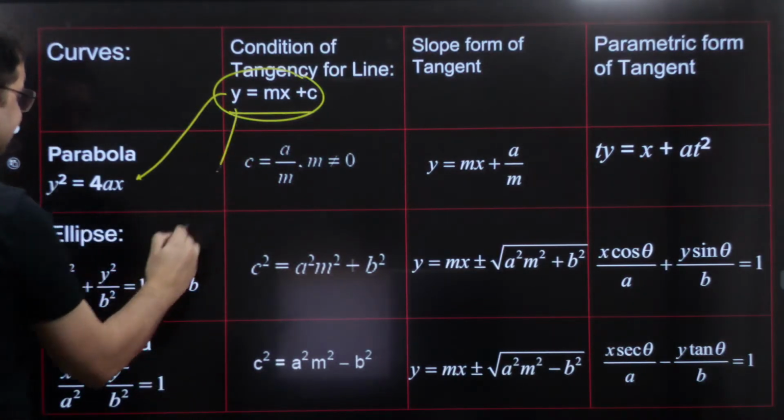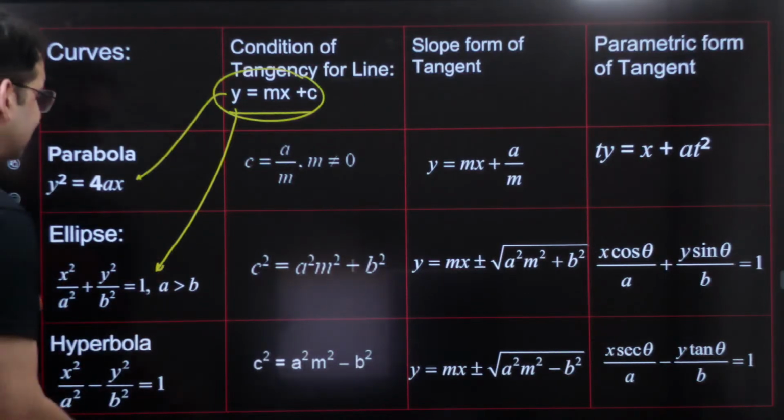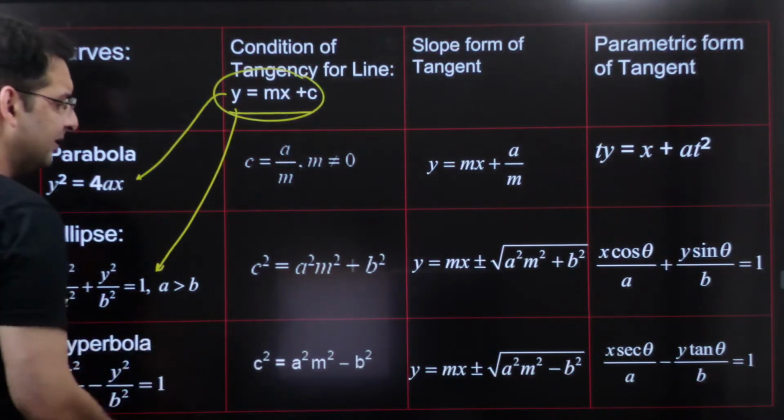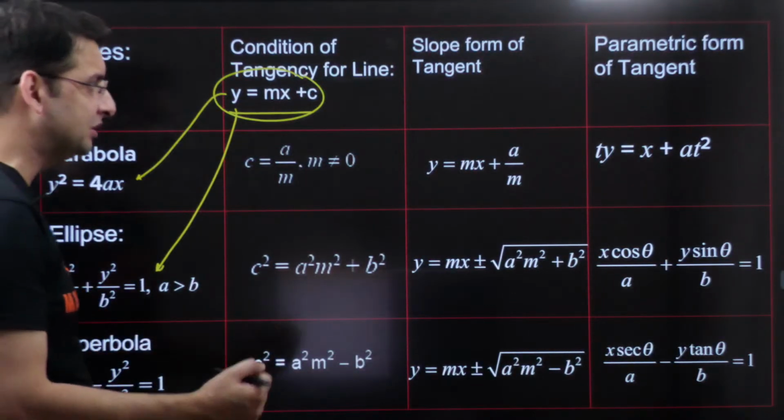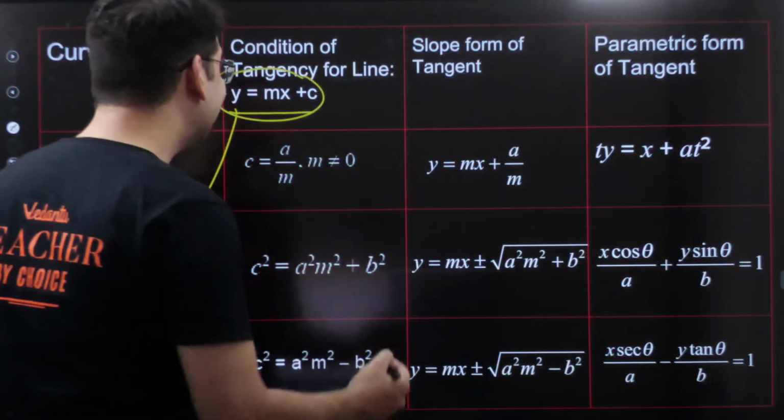If it is tangent to this parabola; for the ellipse, x square by a square plus y square by b square is equal to 1, if a is greater than b, then c square is equal to a square m square plus b square; and for the hyperbola, c square is equal to a square m square minus b square. Very important, right? The next is slope form.